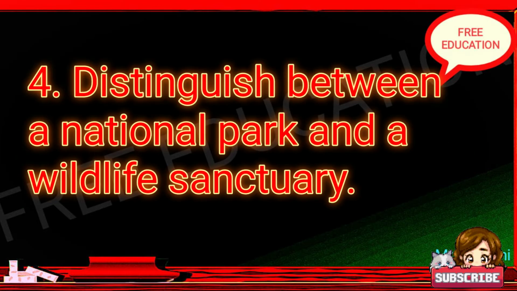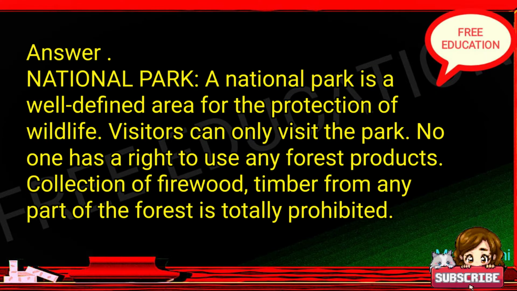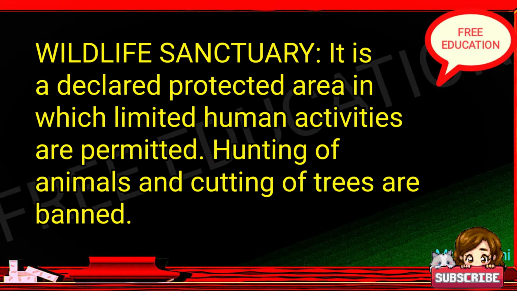4. Distinguish between a national park and a wildlife sanctuary. Answer. National Park. A national park is a well-defined area for the protection of wildlife. Visitors can only visit the park. No one has a right to use any forest products. Collection of firewood, timber from any part of the forest is totally prohibited. Wildlife sanctuary. It is a declared protected area in which limited human activities are permitted. Hunting of animals and cutting of trees are banned.